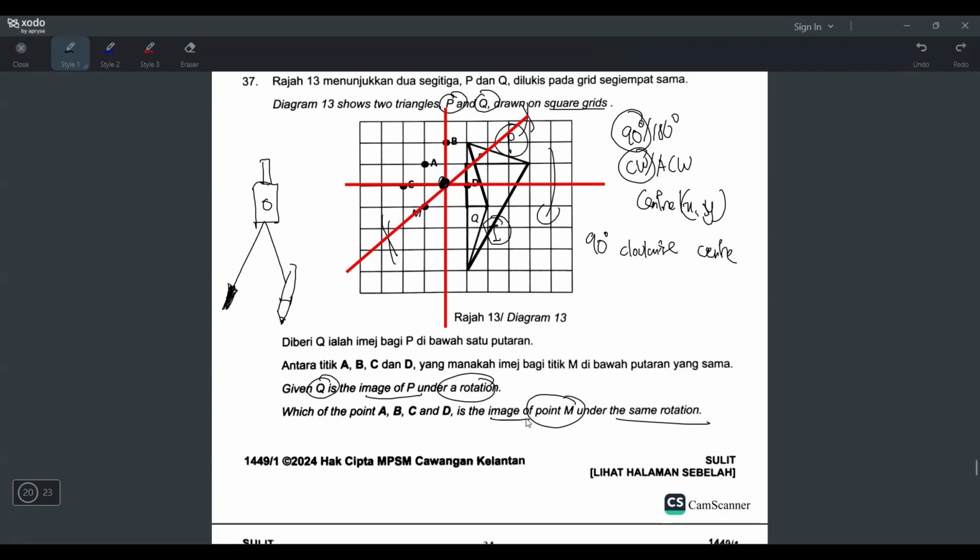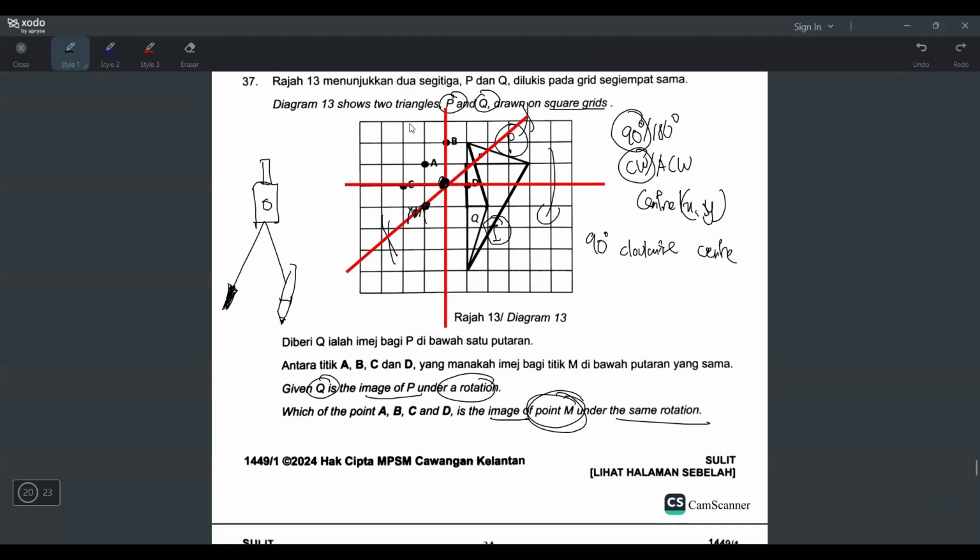So now I can find the image of M under the same rotation. So let's find out where is M. This one is M, right? So tell me first, where your answer will jatuh? Where is your image? Where will be your image kalau you rotate 90 clockwise? So it's very important to know where's your answer first, right? Before you kira berapa kotak, you kena tahu dulu mana you punya jawapan. So where is your answer?